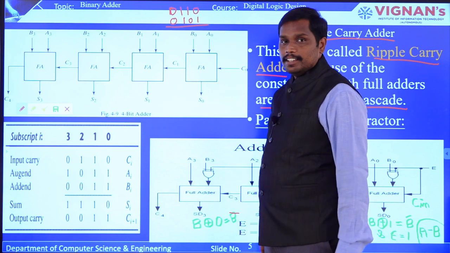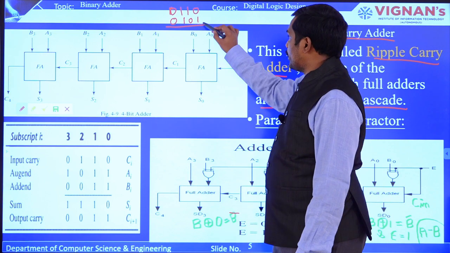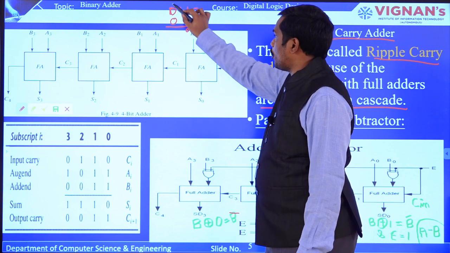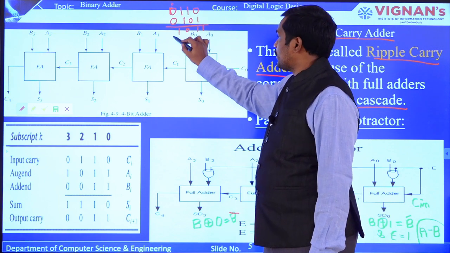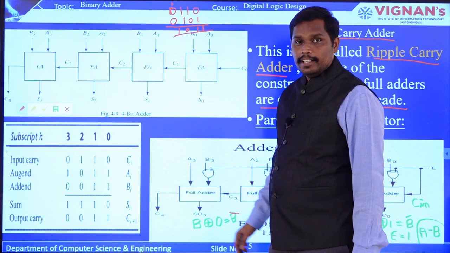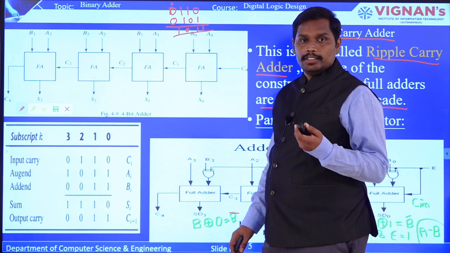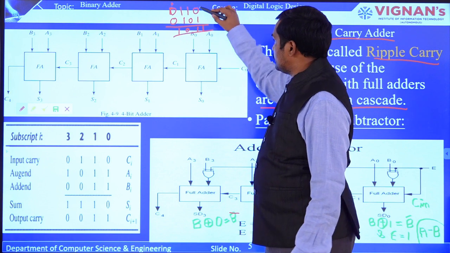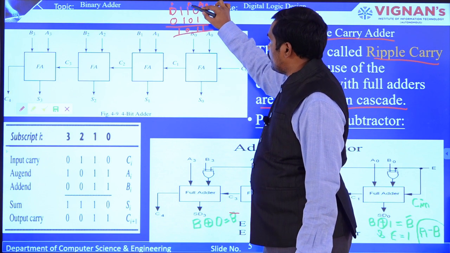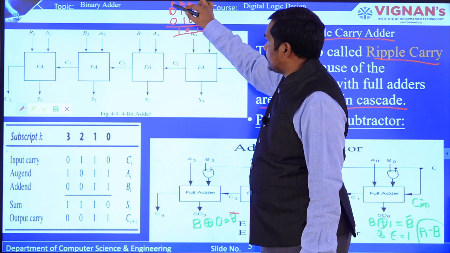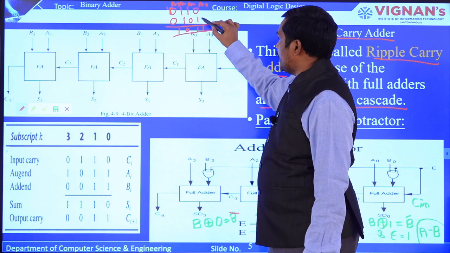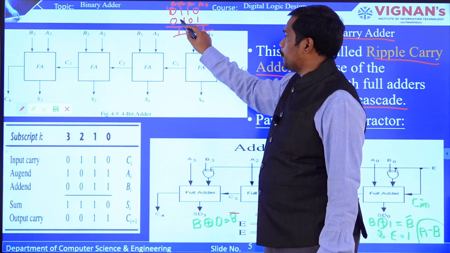If you are going to add these 2 binary numbers, you are going to get 1 1 0 followed by a carry, and that is 1. This is the final output that you are going to get, right? So for this particular thing, you need 4 full adders, where the inputs are A0, A1, A2, A3, with carry 1, and here it is B0, B1, B2 and B3.